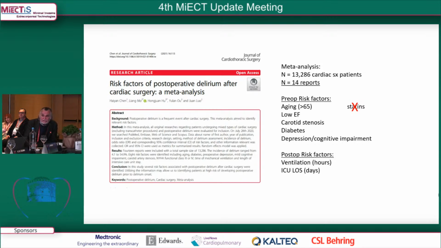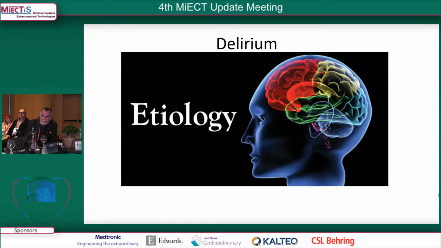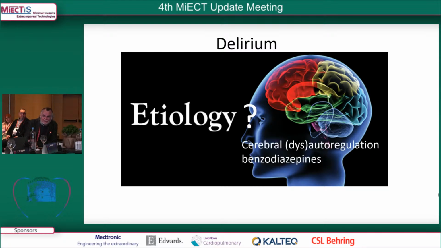So when we start to look at some of the etiology of the onset of delirium, it is clear that there may be several types of phenomena that give rise to this, such as cerebral dysautoregulation. And in my own bias, I think that this is one of the underlying causes. And there may also be a role of various pharmacologics, particularly the use of benzodiazepines.